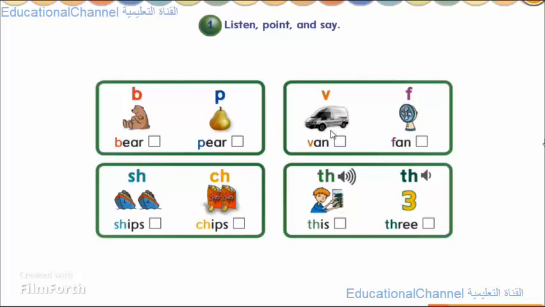V says, v, v, v, v, van. F says, f, f, f, f, fan. Now you make the sounds and say the words. V, v, van. F, f, fan.